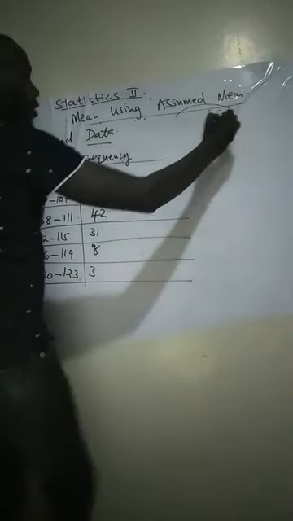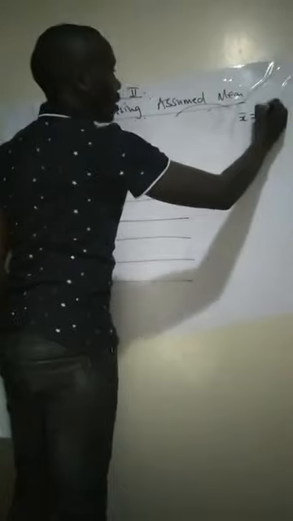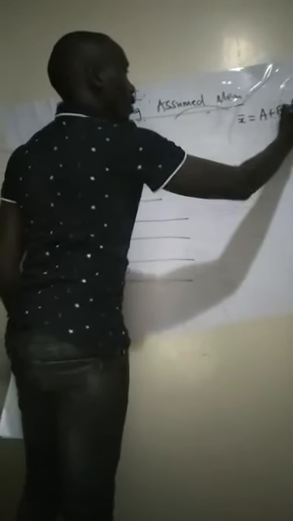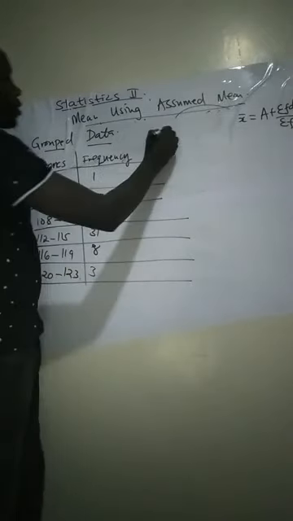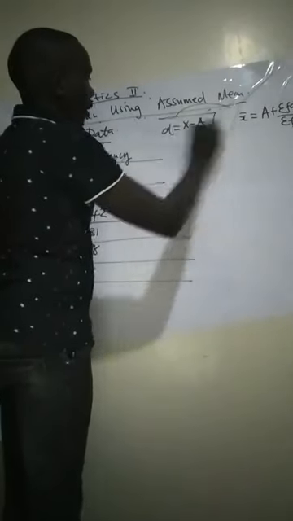Just to remind us, the mean using assumed mean is A plus the summation of FD over the summation of F. I will give you the assumed mean, but before that you need to know how to get D. We said that D is given by X minus A. Recall that. So do you have X? Notice that in this case we don't have X because we are given grouped data. We have classes 100 to 103, 104 to 107, 108 to 111, 112 to 115, etc.